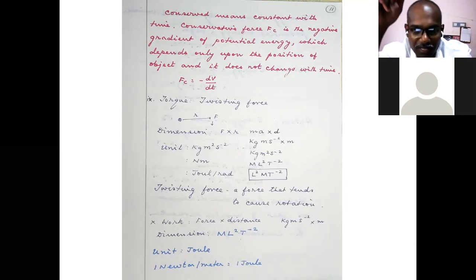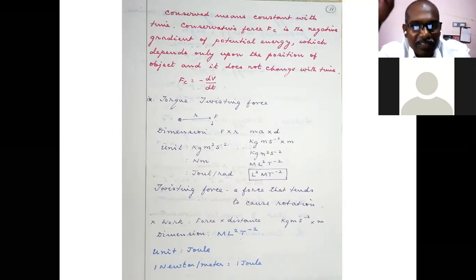If a body is falling from a very long distance, what is acting on that body? What force is working on that body to make it fall down? It is the conservative force. Why is it called a conservative force?